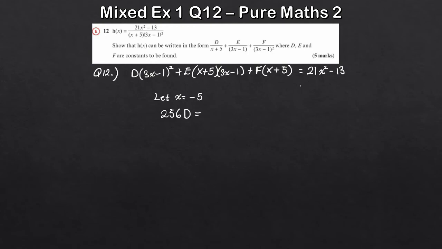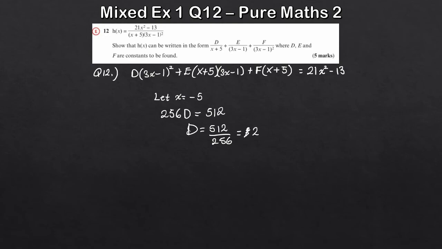All of that's equal to, if we just go over to the right hand side then, 21 times minus 5 squared, so that's just going to be 21 times 25, and then subtract 13. So that gives you 512. Okay? So d is simply 512 divided by 256. So that'll give us 2. Okay? So a nice easy one there.